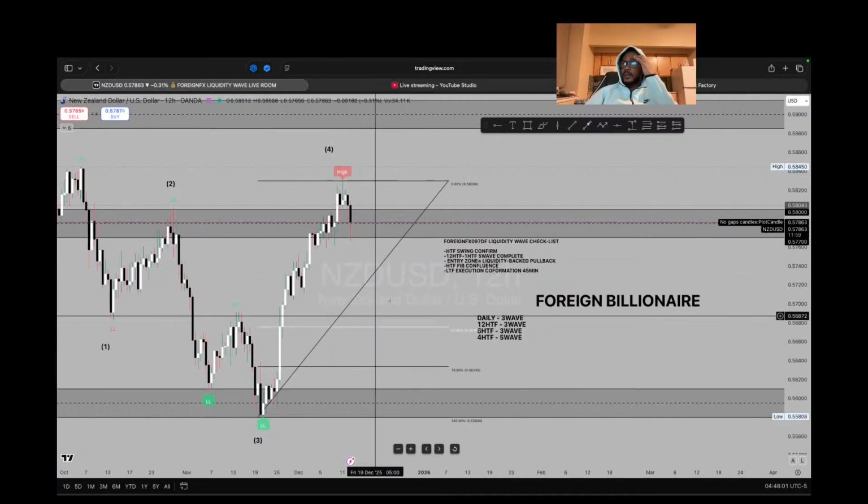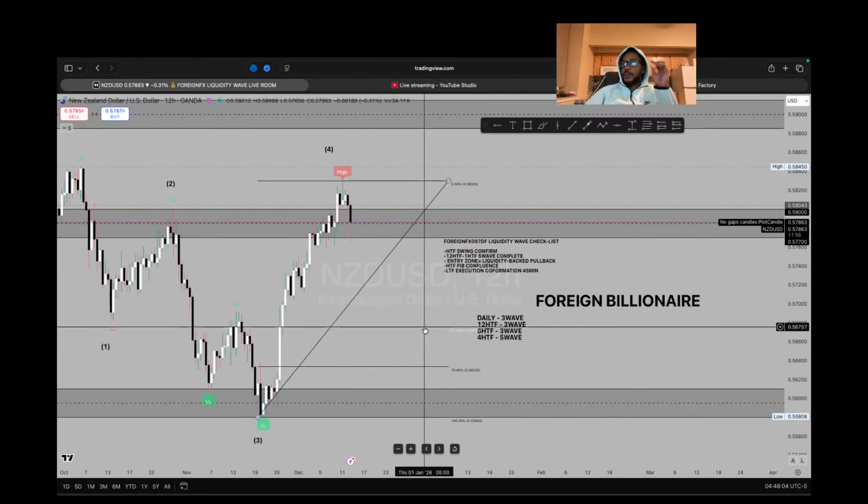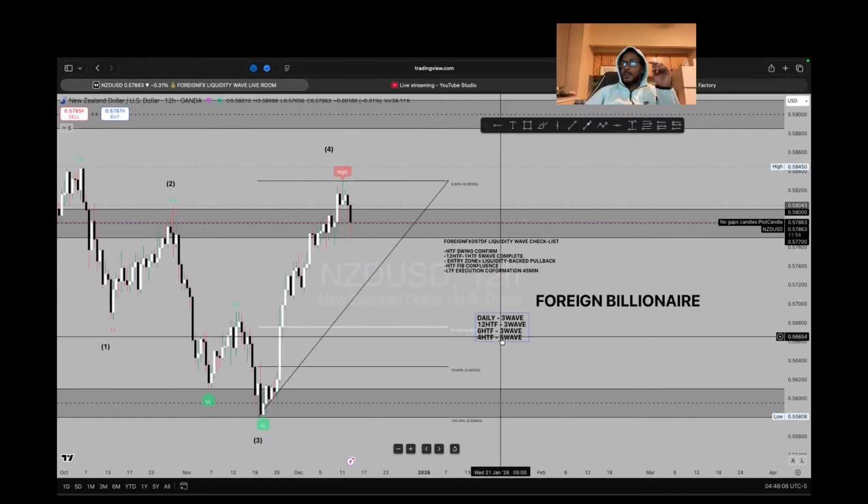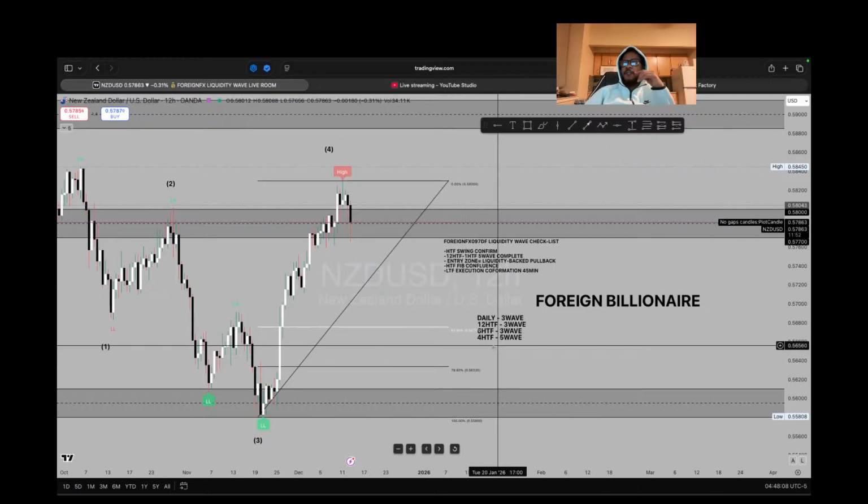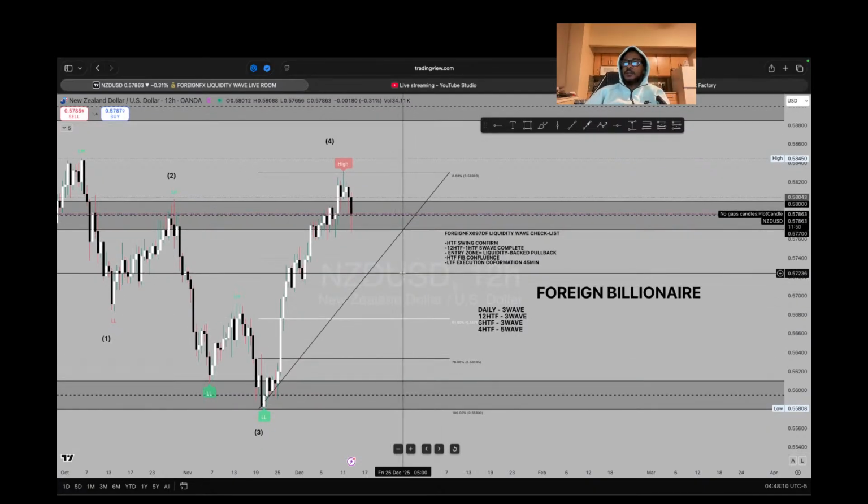Likewise, I'm still waiting for a pullback on this one. So daily 3 wave, 12-hour 3 wave, 6-hour 3 wave, 4-hour 5 wave. So this would be the fourth pair.